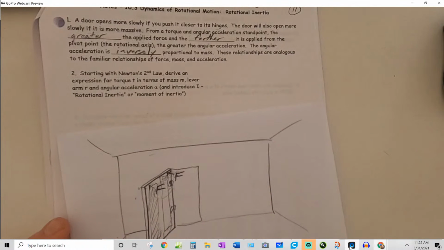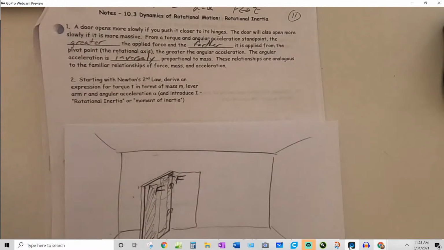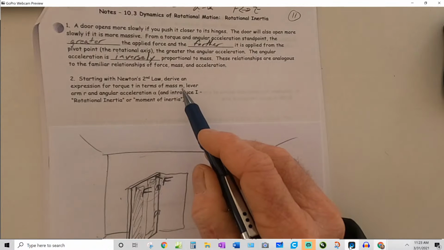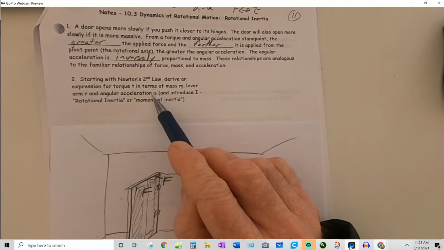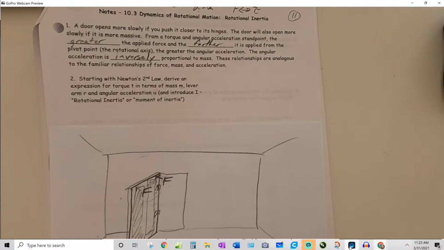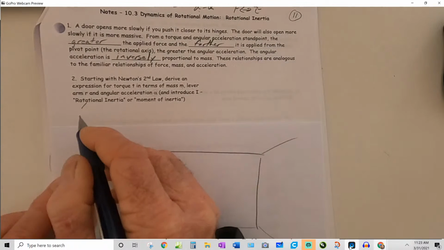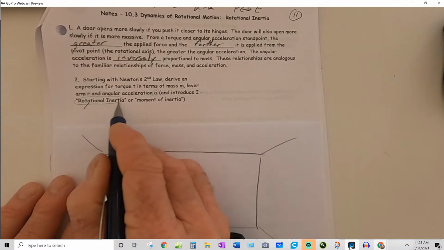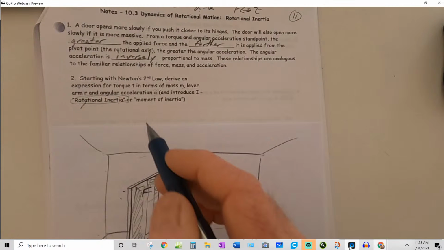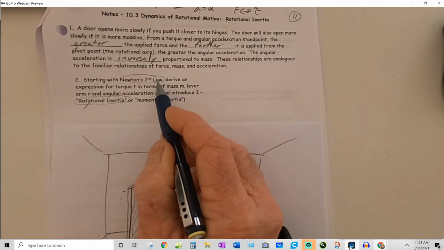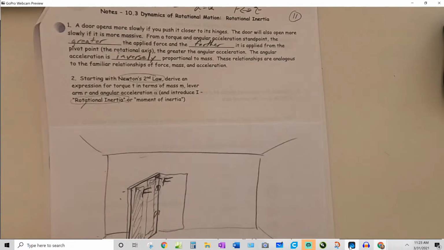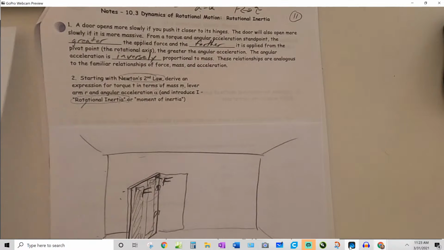Number 2, so starting with Newton's second law, derive an expression for torque in terms of mass, lever arm r, and angular acceleration alpha, and introduce I, rotational inertia or moment of inertia. So this is the equivalent. This is like the new m. This is the new mass. And basically, I'm going to take Newton's second law, which is F equals ma, and we're going to get the new rotational Newton's second law from that.